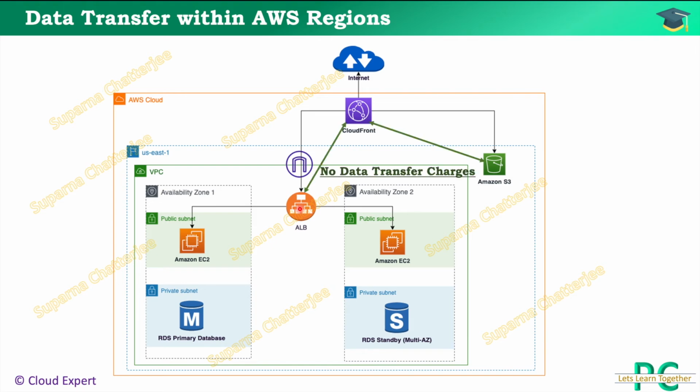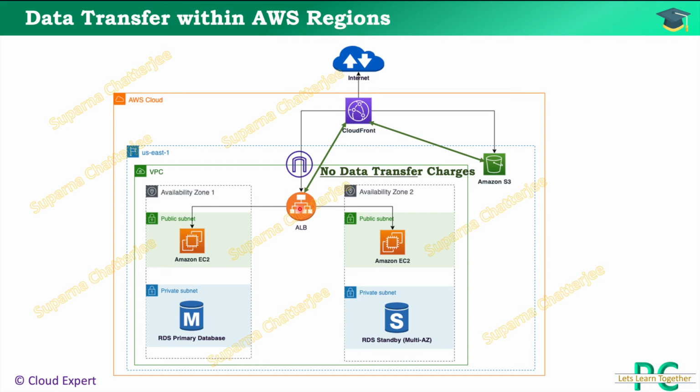First, there will be no data transfer charges when CloudFront fetches data from the origins. In this example, we have two origins: an S3 bucket for static content and an application load balancer for dynamic content.